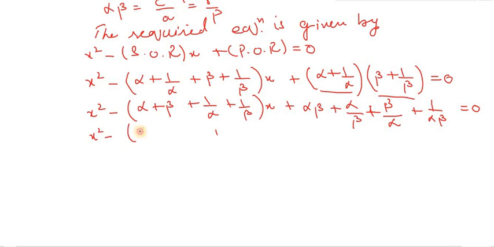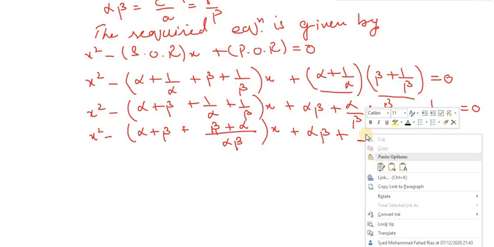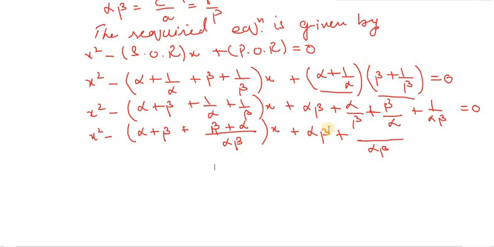x square minus (alpha plus beta plus, we take LCM alpha beta, so we get beta plus alpha in numerator) plus alpha beta plus, again we take LCM alpha beta, so here we get alpha square plus beta square, plus 1 upon alpha beta is equal to 0.